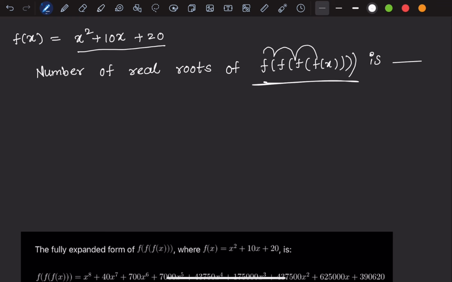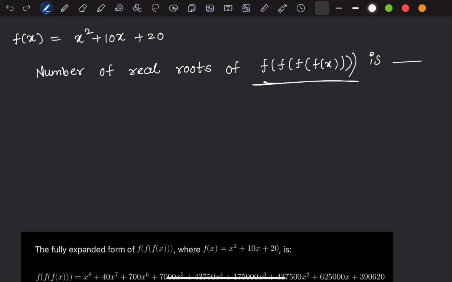Alright. So let us say you actually find out f of f of x. So that will be a 4th degree equation. When you go for f of f of f of x, that will be an 8th degree equation, and this particular thing will be a 16th degree equation. So if you go about finding all those equations and then solving the 16th degree equation, it will be a complete mess.